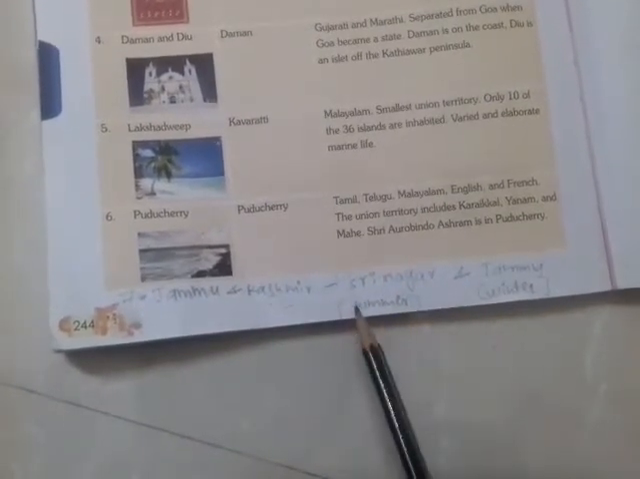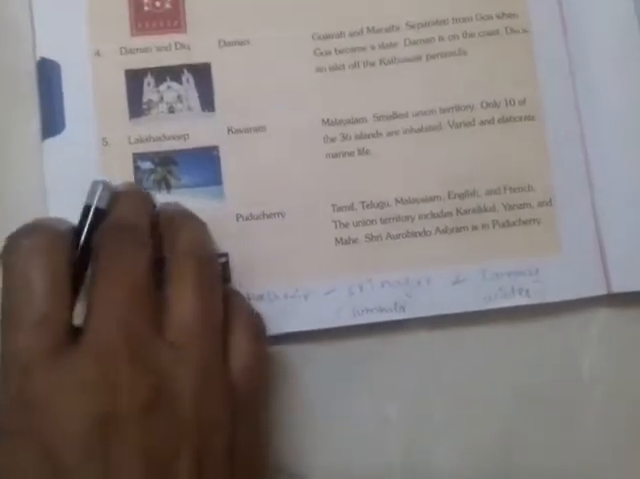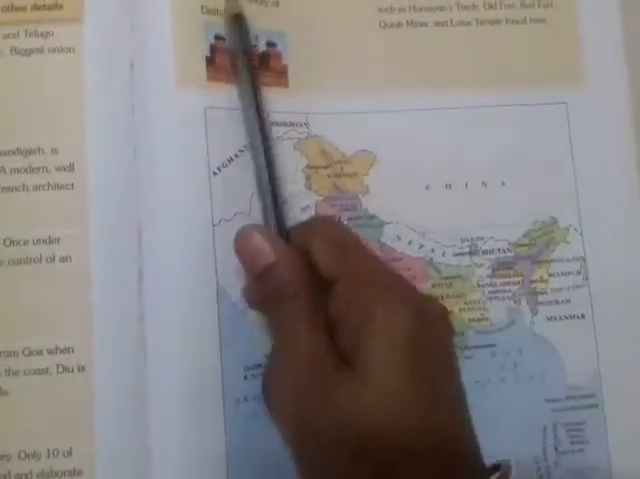Then Jammu and Kashmir. Srinagar is the capital, as well as Jammu. Srinagar summer capital, Jammu winter capital. We already know the interesting facts about Jammu and Kashmir. And Ladakh. Leh is the capital.